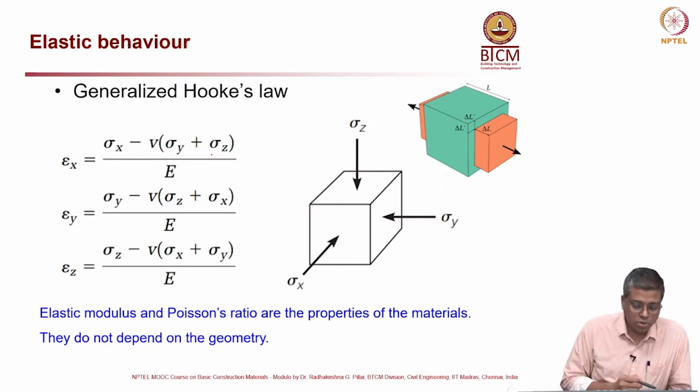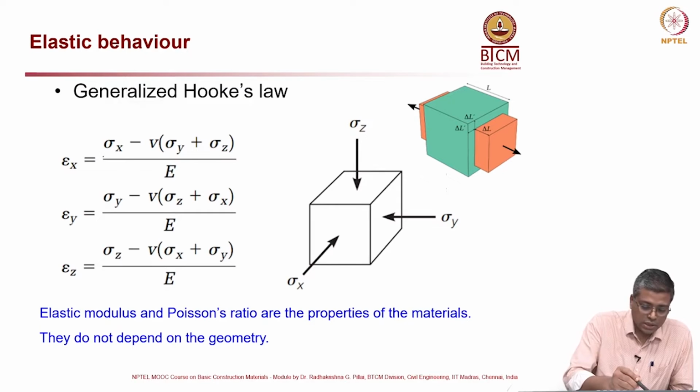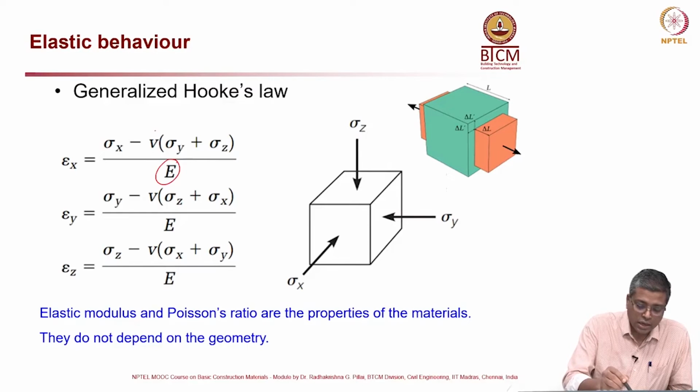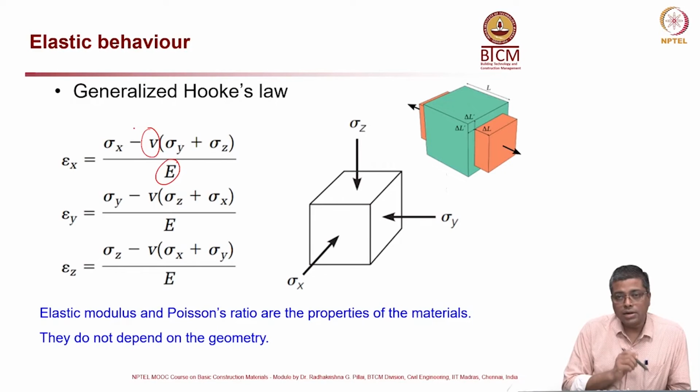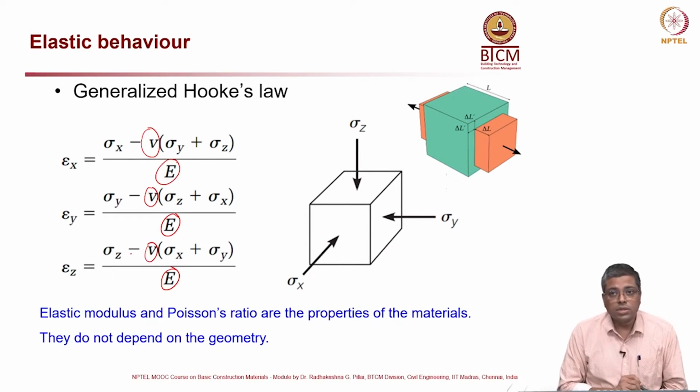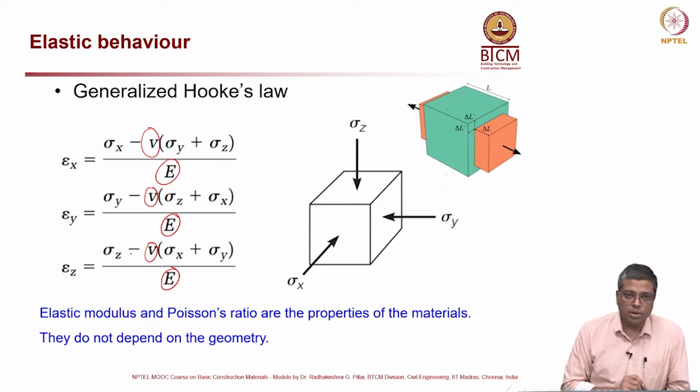Now, for elastic behavior, we also have to look at the three-dimensional behavior. There is a generalized Hooke's law, which you can see in these three equations over here, where only E and Poisson's ratio are material properties. So, I can calculate the strain in a particular direction if I know the stress applied in all three directions. Irrespective of the shape, I can calculate the strain using the applied stress and material properties like elastic modulus and Poisson's ratio. So, that is mainly the idea in this slide.